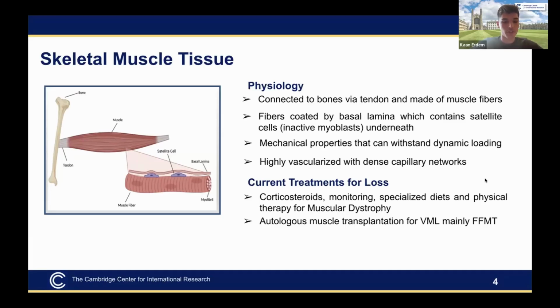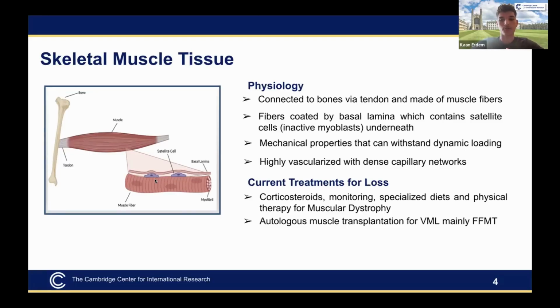So, skeletal muscle tissue is connected to bones via tendons and is made up of individual muscle fibers, which are formed via cells fusing together. These muscle fibers are multinucleated, as you can see in the graph figure, and are covered by something called the basal lamina, which consists of collagen, laminin, and fibronectin, and it gives muscle tissue structure and strength, and also plays an important role in signaling. The most important part here is that there are satellite cells, stem cells specialized for skeletal muscle, that lie underneath the basal lamina.